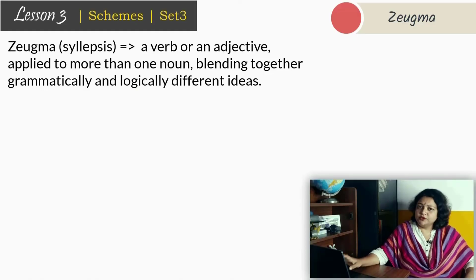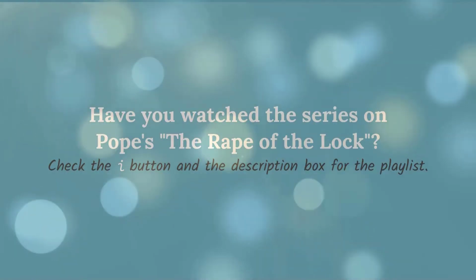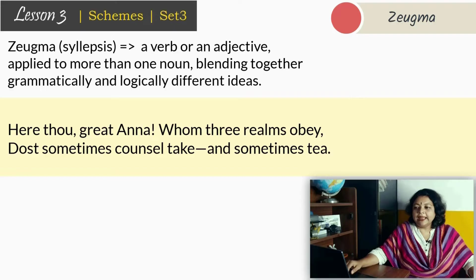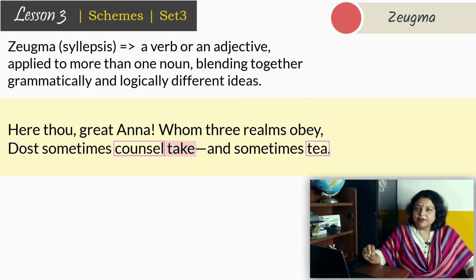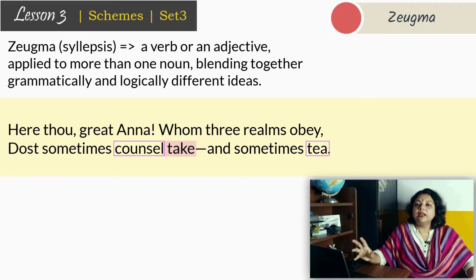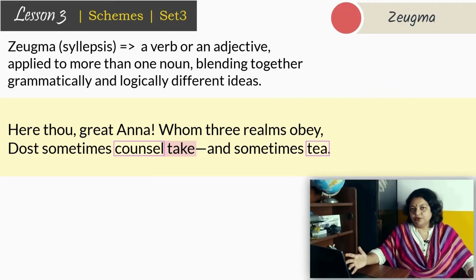Pope's Rape of the Lock is full of zeugma. As I was telling you, let me just brush up your memories, that line: "Here thou, great Anna, whom three realms obey, dost sometimes counsel take and sometimes tea." So remember that line where Pope is talking about Queen Anne, and he's saying that she takes counsel, counsel means advice of ministers, and tea. So taking tea and taking advice, both are connected with the word take. But both these words are so very distant from each other, dissociated from each other, that this creates a kind of humorous situation when you hear this.